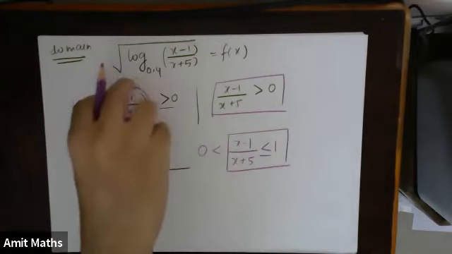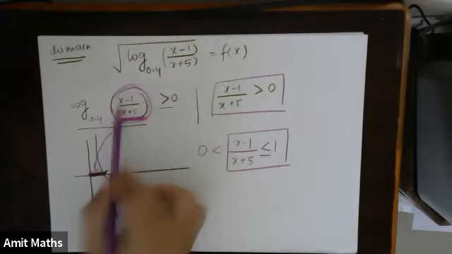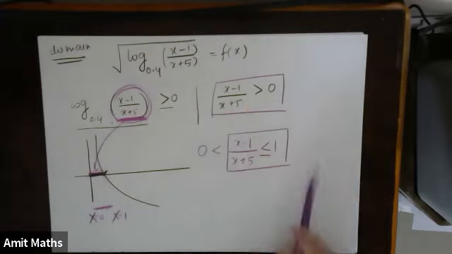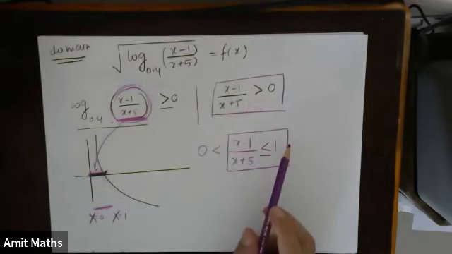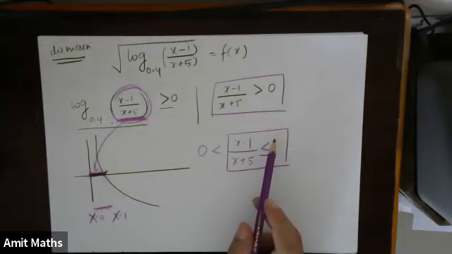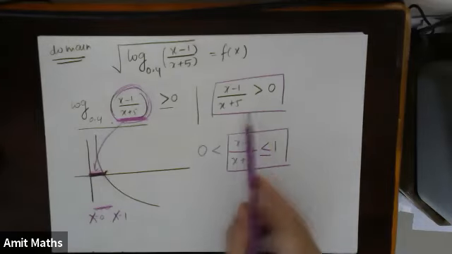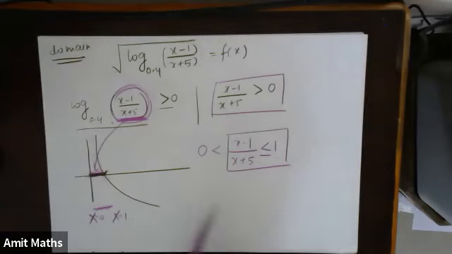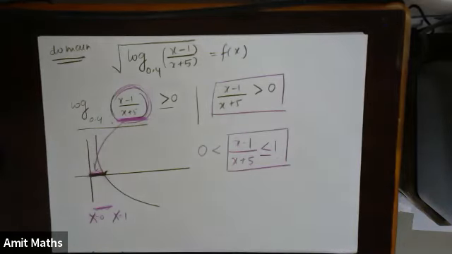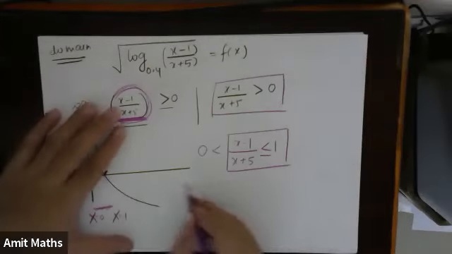Also, whatever is inside this part has to be greater than 0. So I'll break this whole thing into two different inequalities which we have to solve. First, this inequality should be greater than 0. Second, this inequality should be less than or equal to 1. Both are questions of Fevicur, so we'll solve them separately.